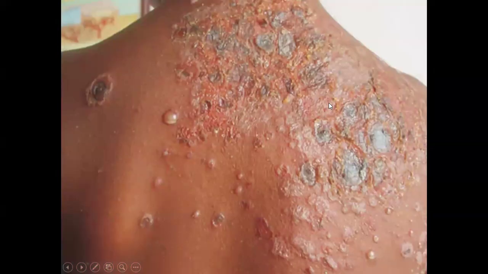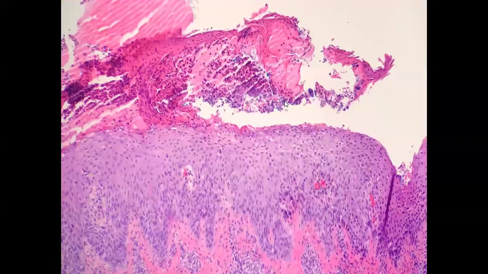Here you can see a few small vesicles and blisters. Lots of crusting is seen, and a few erosions. This usually has an acute onset, and it is bullous impetigo. Bullous impetigo is a staphylococcal infection, and you would see a vesicle or an epidermal erosion with bacterial colonization, and sometimes acantholysis is also seen.